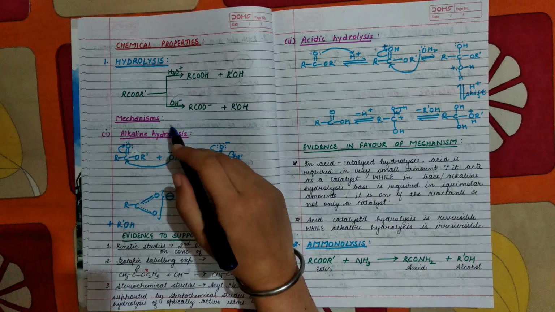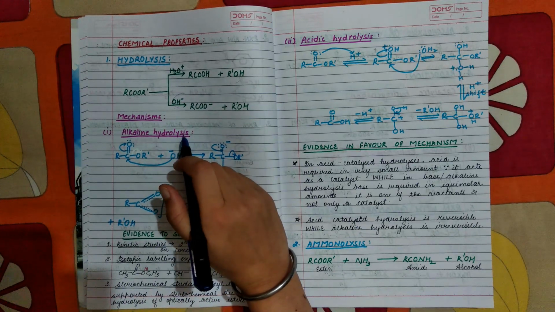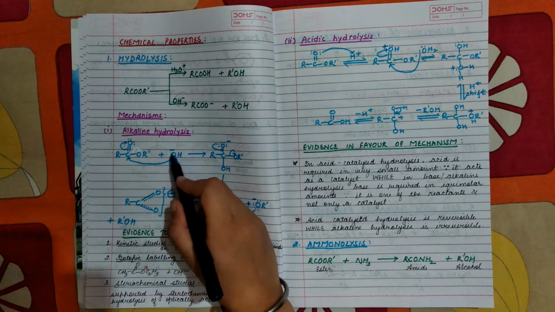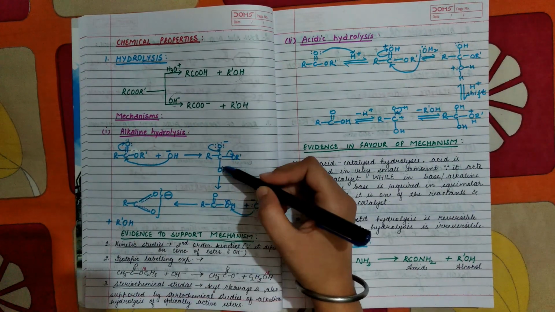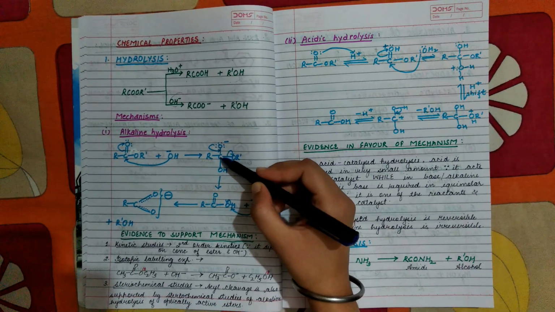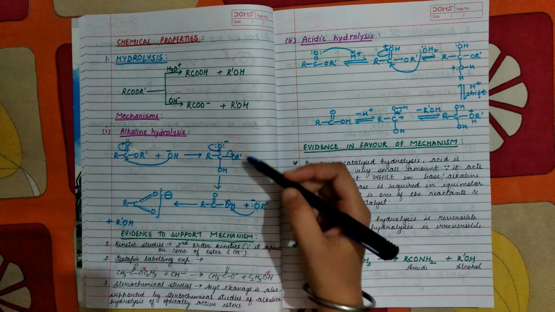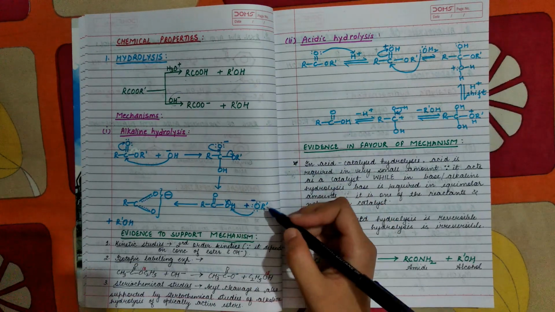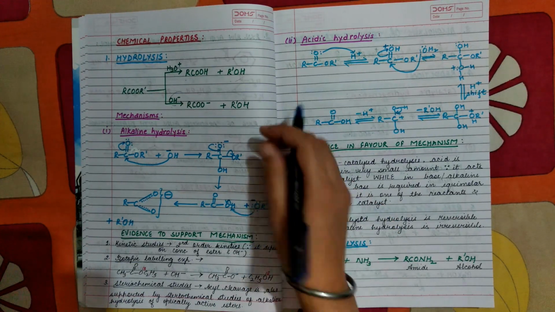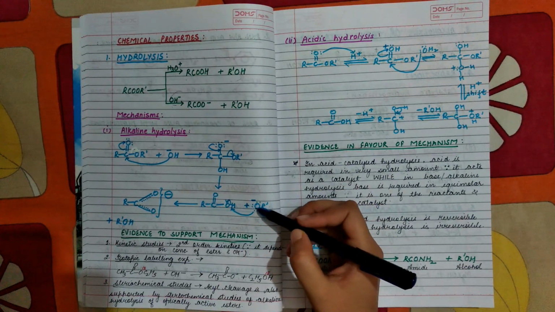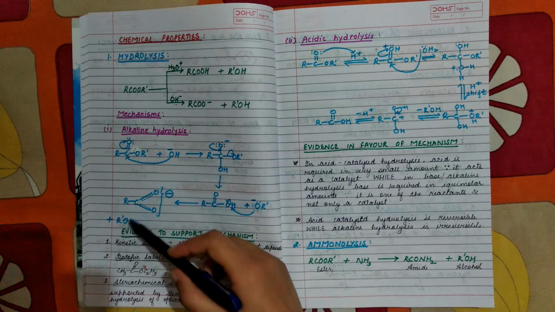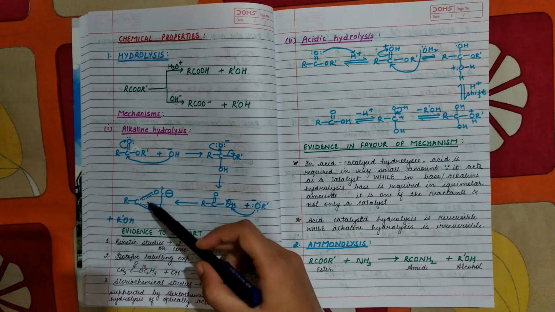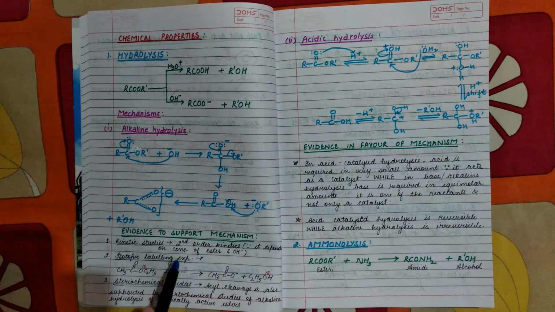The mechanism of alkaline hydrolysis first. In alkaline hydrolysis, OH negative group attacks on carbon and this bond shifts to oxygen. Now this lone pair shifts to oxygen carbon bond and this bond shifts to oxygen, and here we get carboxylic acid. Now this OR dash, which has been removed from here, attacks on this hydrogen and this bond shifts to oxygen and we get this structure plus R-OH. This is resonance structure.